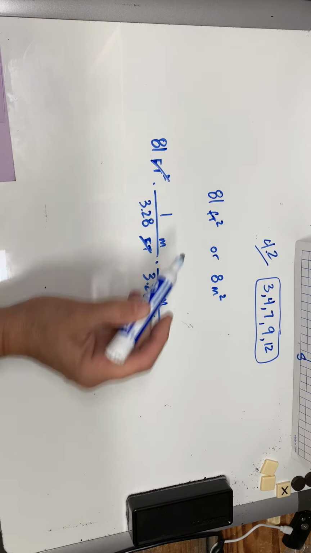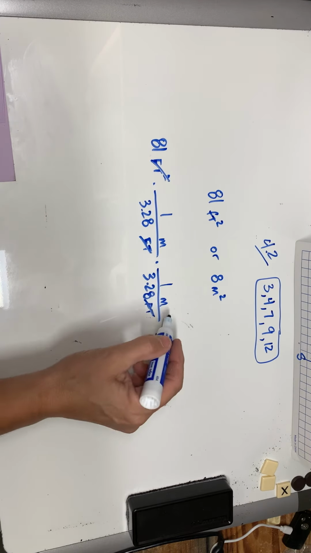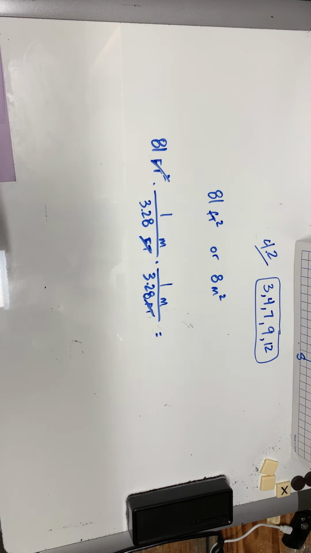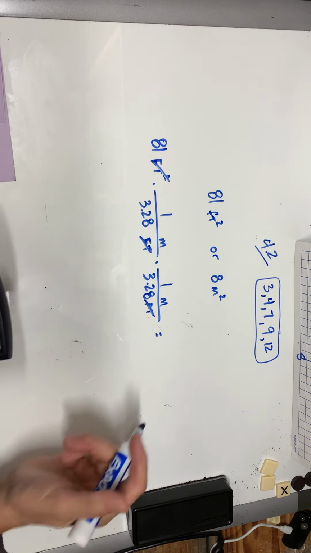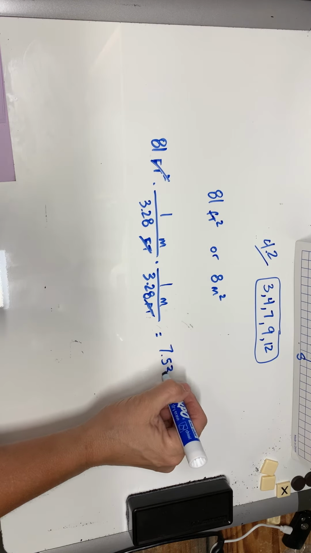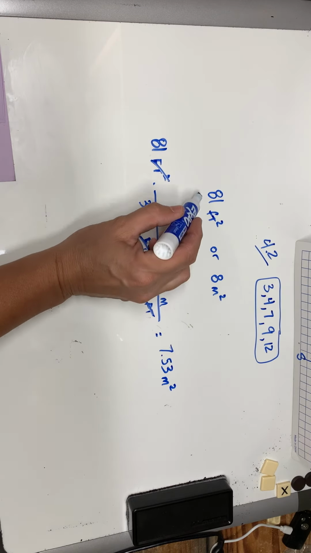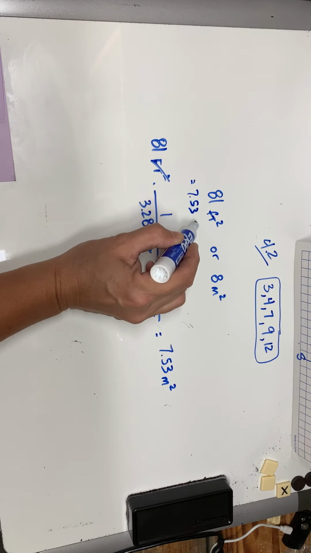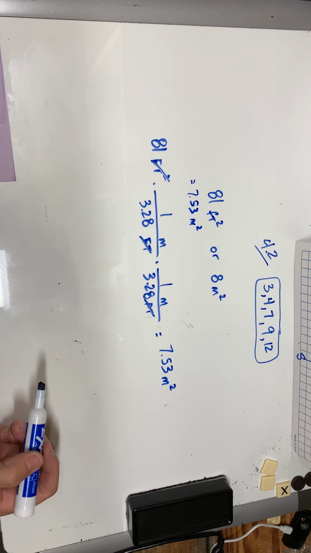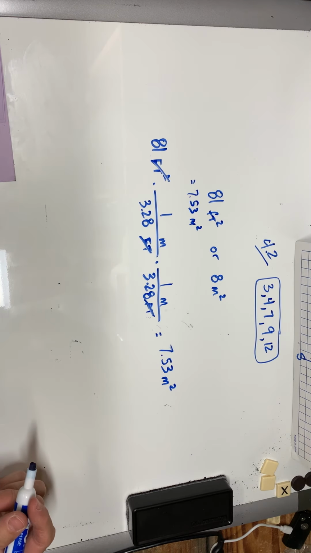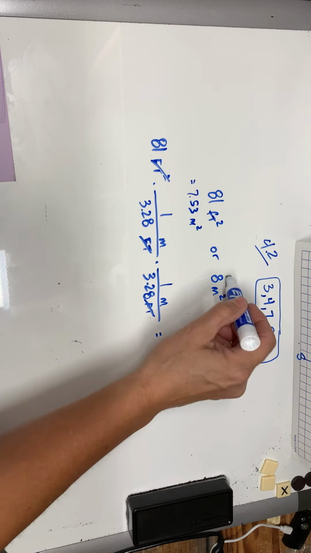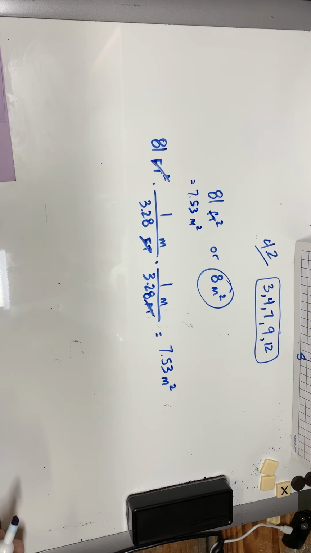2 feet cancel with 2 feet. So meter times meter is meter squared. On my calculator, I'm going to do 81 divided by 3.28 divided by 3.28 again. So I get 7.53 meters squared. So 81 square feet is 7.53 square meters. Which one is larger? The 8 square meters is larger.